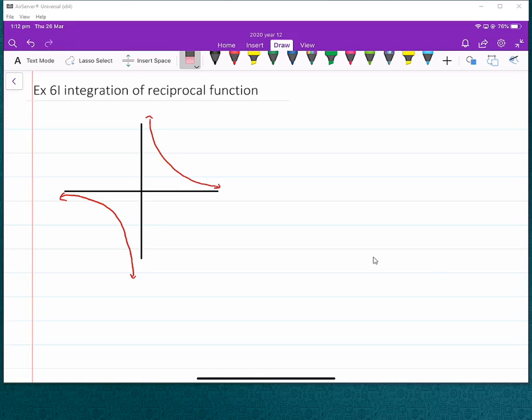Hello, Mitchell Prentice here, and today we're talking about the integration of reciprocal functions. I've given an example of one here, which is just a rough sketch of y is equal to 1 over x. It's a hyperbolic function.